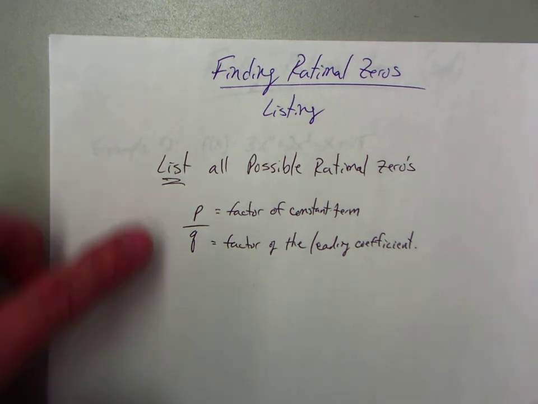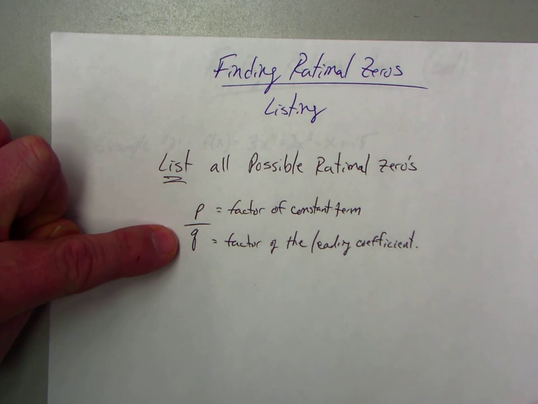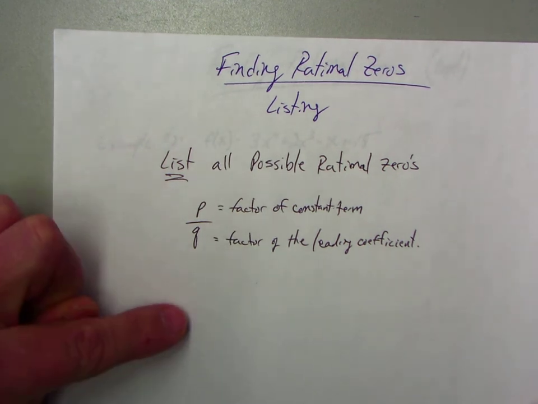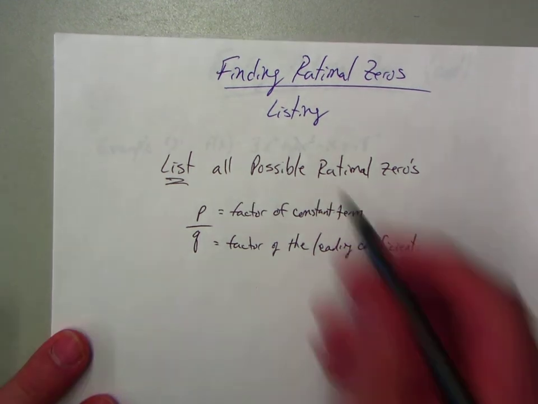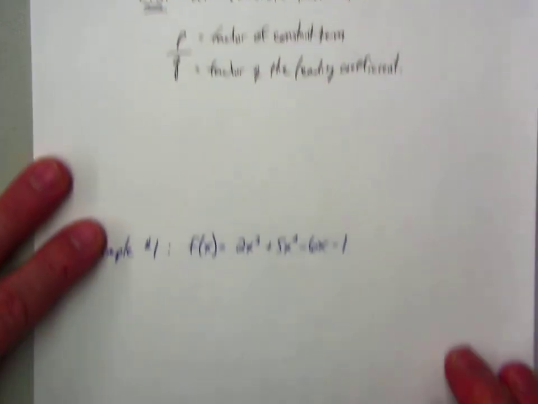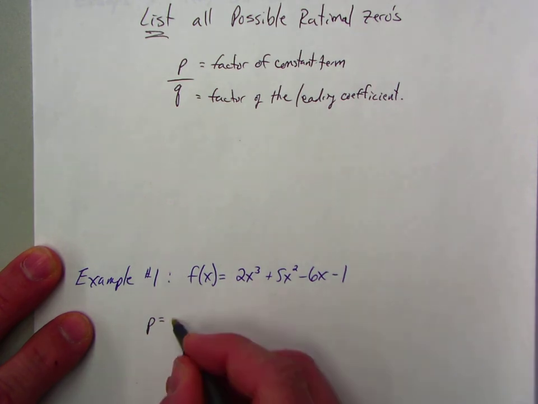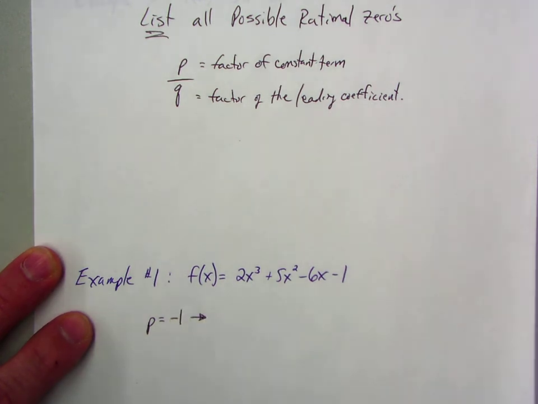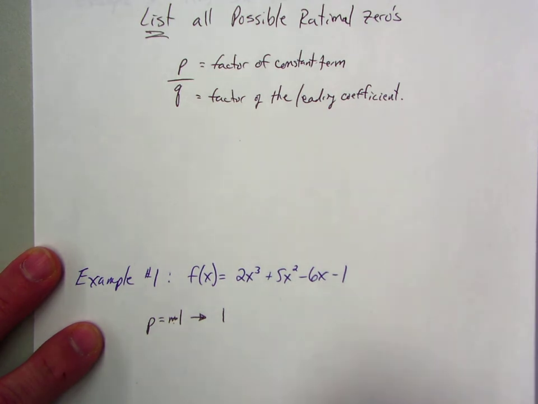So when I list all the factors and write them as a ratio, in other words, a fraction, I'll list all possible rational zeros. And that's all we're going to do here, just be able to list them all. So for example, P, which is your constant term, here is -1. So all the factors of 1, there's just 1. Don't even worry about the sign. The sign has no bearing on this right now.